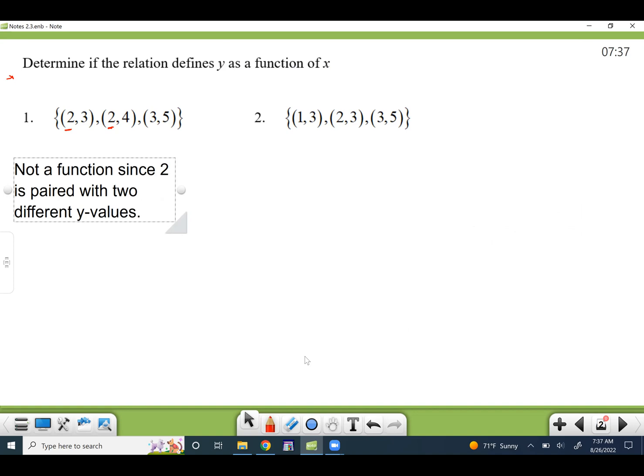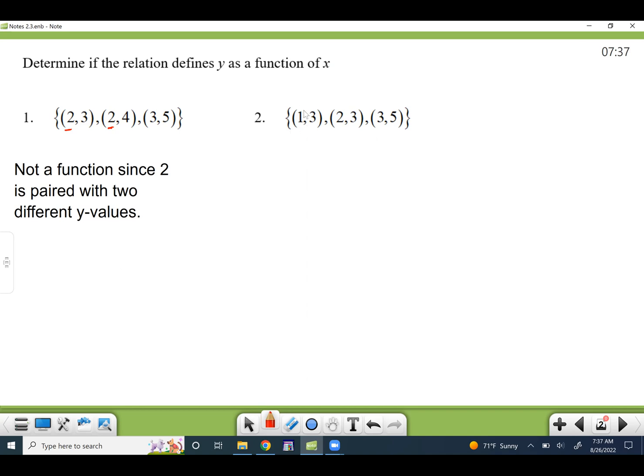All right, let's take a look at this other one. So we want to determine if this set of ordered pairs is a function. I don't see any repeating x values. 1 is only with 3, 2 is only with 3, and 3 is only with 5. Some people get weirded out because they see the 3 twice. But a function is every x can only go with one y. It never says every y can only go with one x.